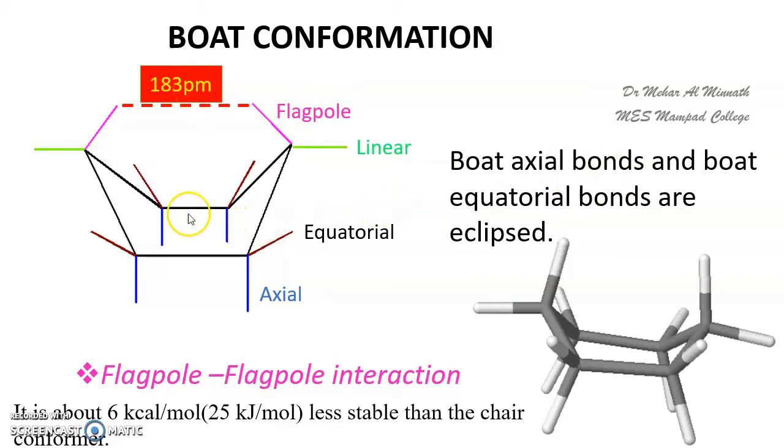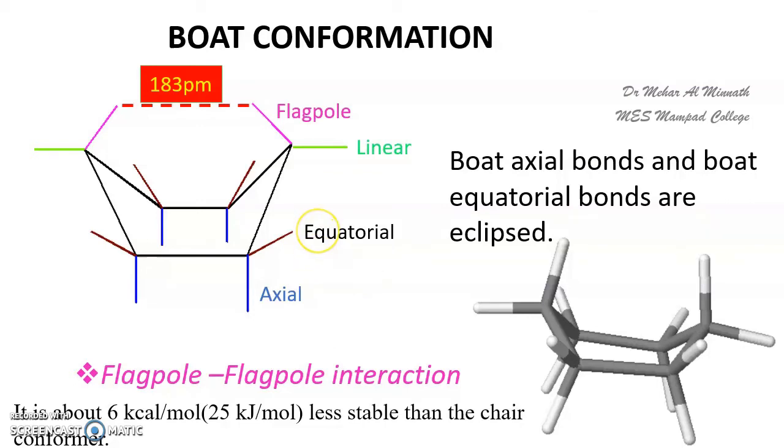Also you can see the equatorial bonds and the axial bonds over here are eclipsed. We have found it. And hence the boat conformer is almost 6 kilocalories less stable than the chair conformer. It has got 6 kilocalories more energy. We have other reasons also.